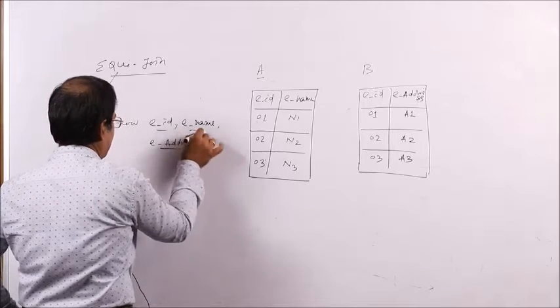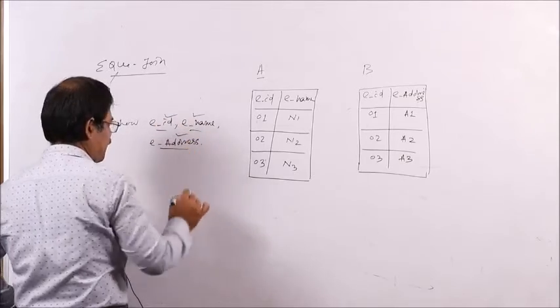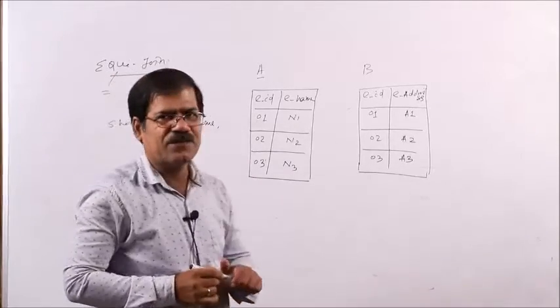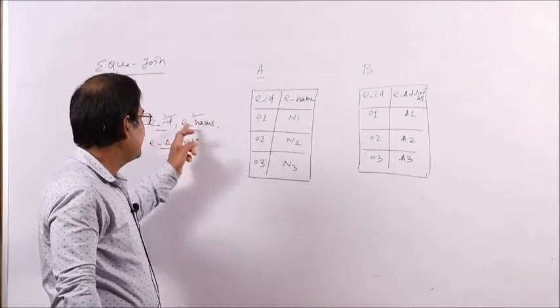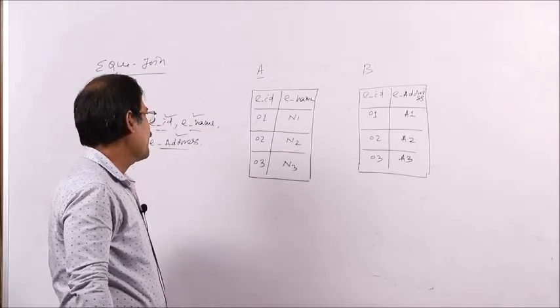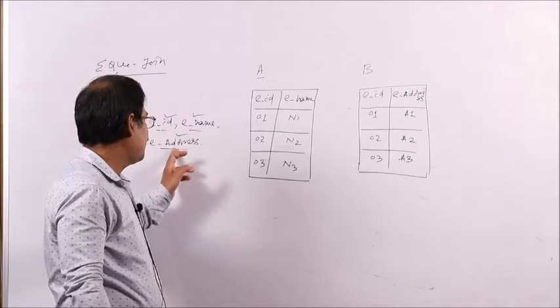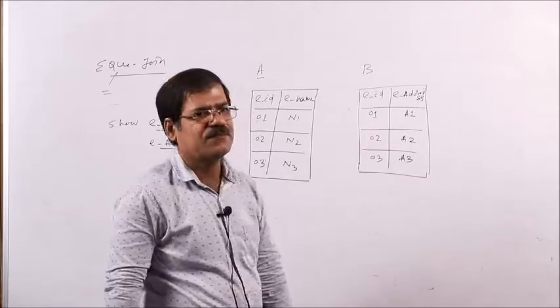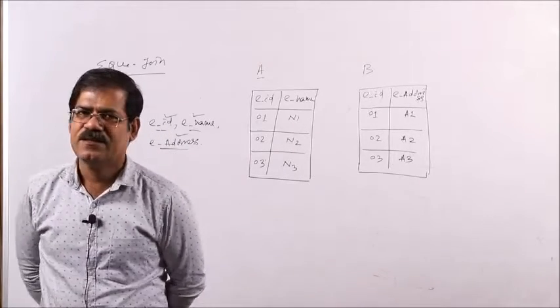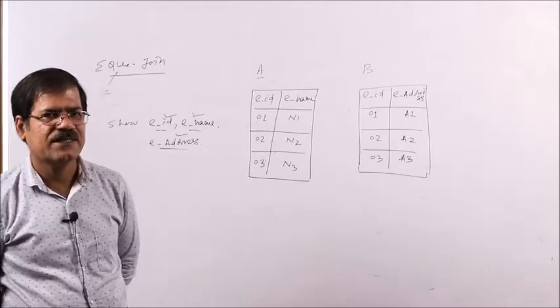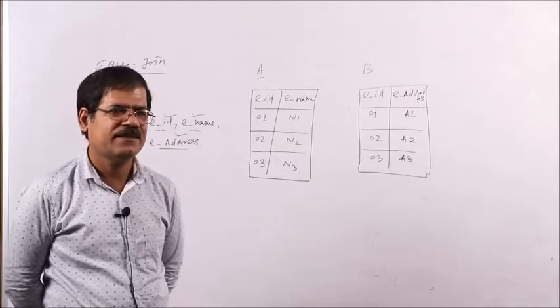So, this is my requirement. I want to display all three fields, but it is not possible because they are not present in a single table. Employee ID and e-name are present in the first table, but employee ID and employee address are present in another table. My requirement is to display the employee number with its name and its address.